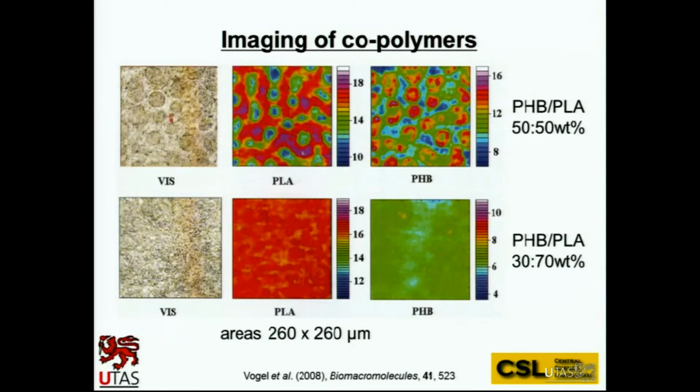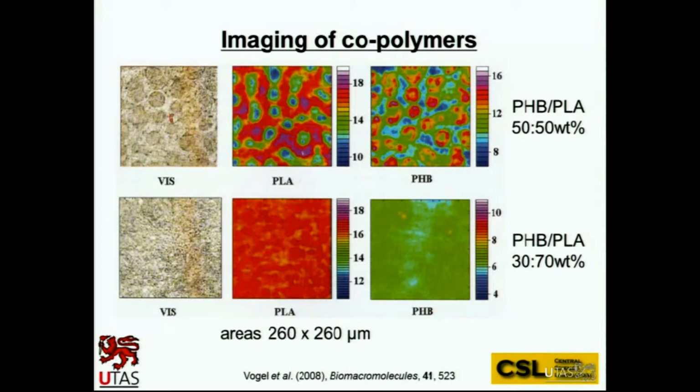And when you then image it with our microscope, let's say in the case of a 50-50 mixture, you can actually see it's not a homogeneous mixture. It actually had these sort of globules almost of the PHB, and around it the PLA sort of formed. And that was not desirable. It wasn't until you go to a 30-70 mixture that you got a fairly nice homogeneous mixture.